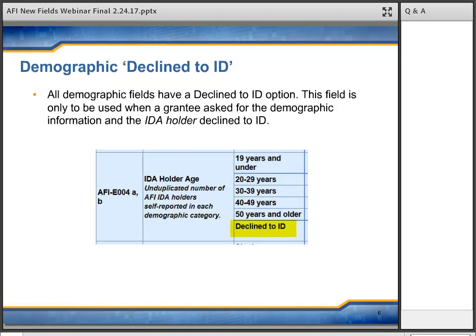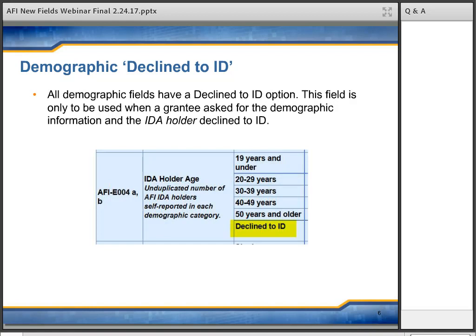So unlike in the old data report, there is no longer an unknown field for demographic categories. So if you forget to ask information, the grantee will simply not be able to report that IDA holder information in sections E and F. So you should be asking all of your participants, all of your IDA holders for all these demographics, and it's up to them to decline to ID. So hopefully it's not a matter of forgetting to ask them.